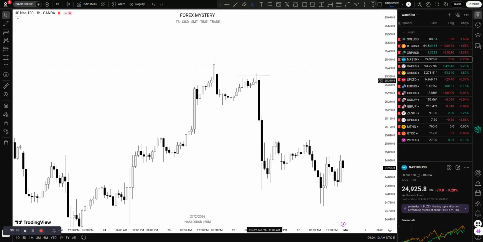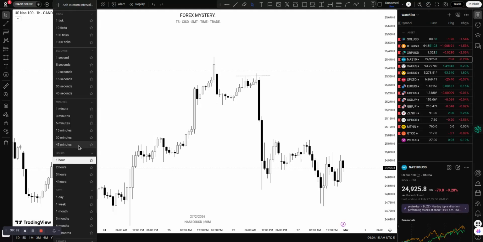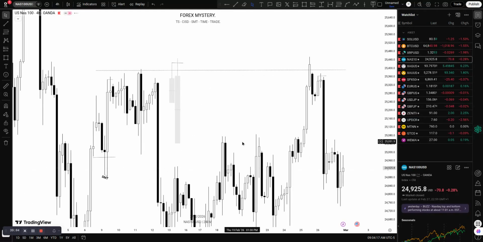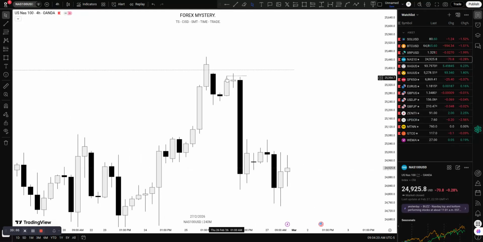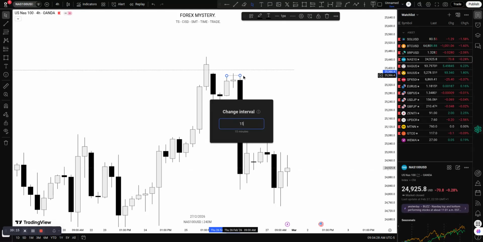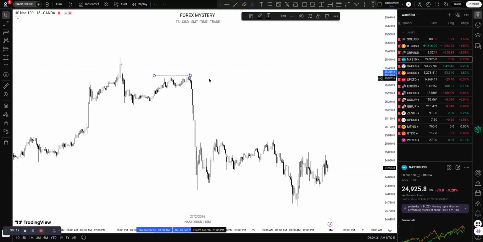Now, what we need to be looking at, what is our plan? Our plan is, since price didn't actually close above with a bullish candle, but actually closed with this kind of candle, now we need to look at the lower time frame. What is the lower time frame trying to tell us? That is the most important thing.